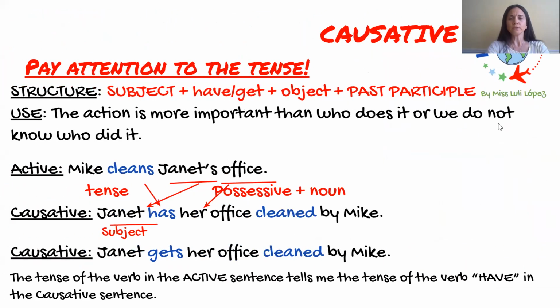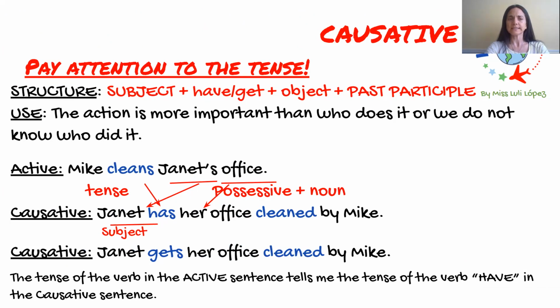So, first, what we're going to see is the structure of causative. And the structure is the subject plus the verb have or the verb get. Yes, this will be in the correct tense. Plus the object plus the past participle. What's the use of it? The action is more important than who does it, or we do not know who did it or who does it. Okay, so in use, it's the same as passive voice.